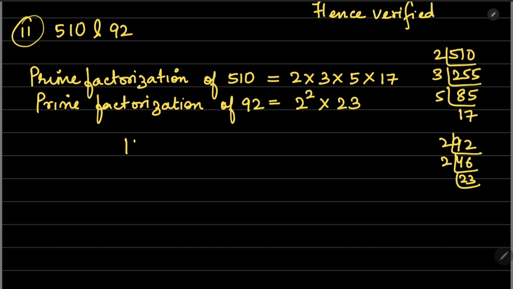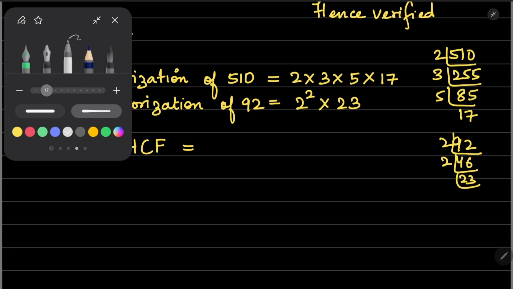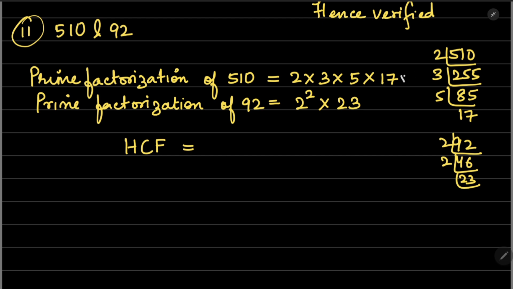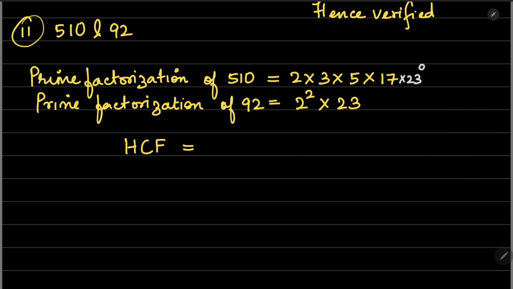Now again HCF. What is HCF? For common factors, you have to take the lowest power. So which are the common factors? Now as usual, I would write 23 raised to the power 0. Let me rub these factorizations in order to get some space. And here I will write 3 raised to the power 0 into 5 raised to the power 0. So what is HCF? Taking the lowest powers. You have to take the lowest power.